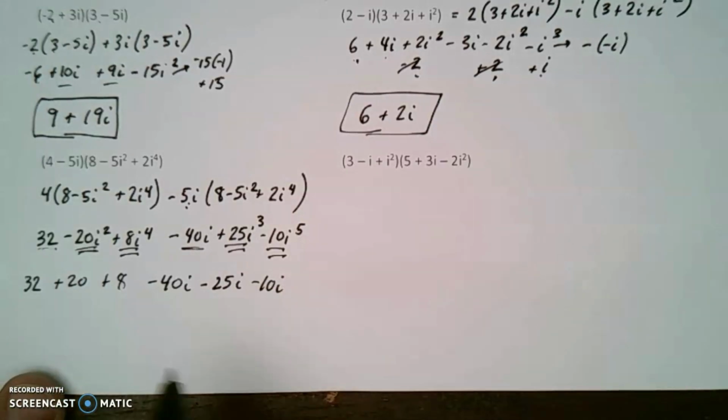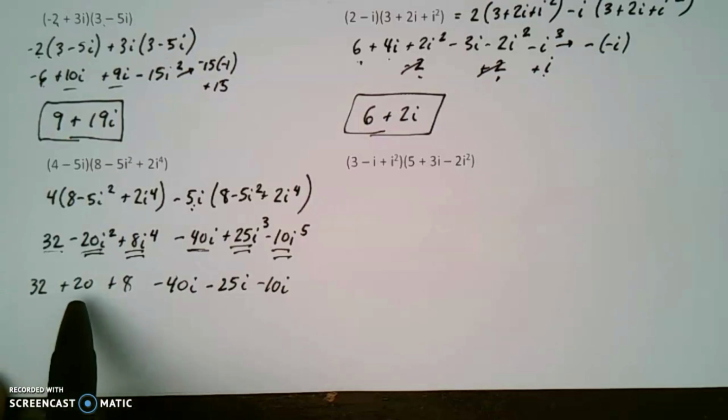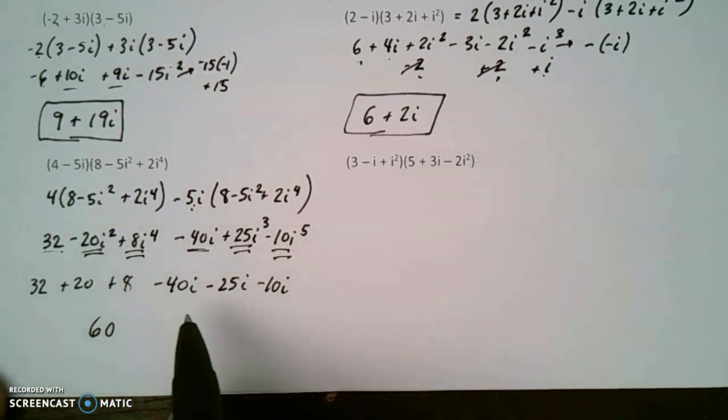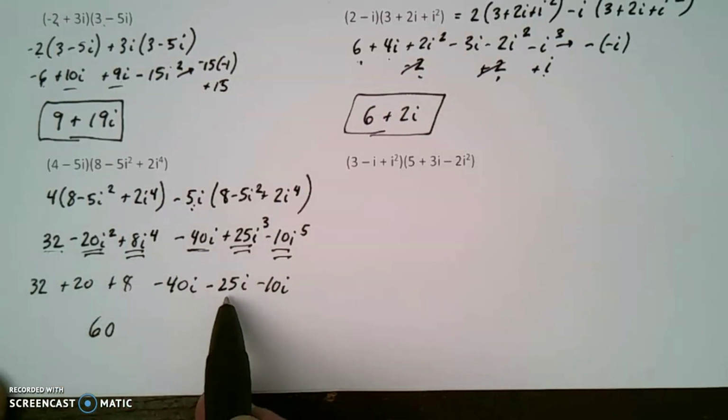And that actually works out really pretty because it groups my real and my imaginary terms. 25, that's going to be minus 65. Minus 10 is going to be minus 75i. So boom, boom, boom. All right.